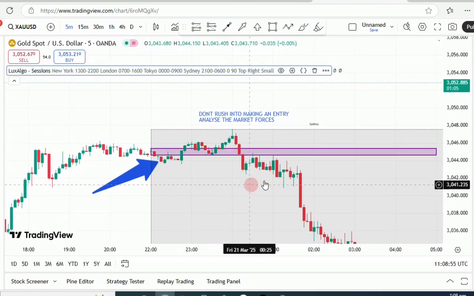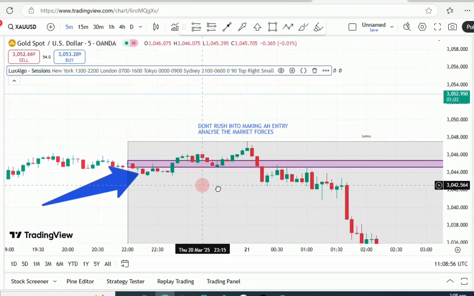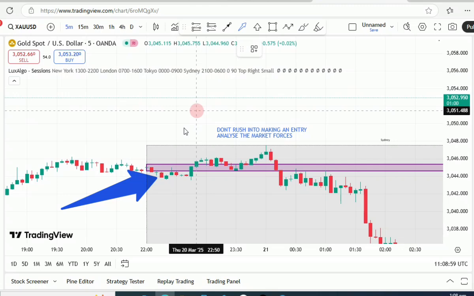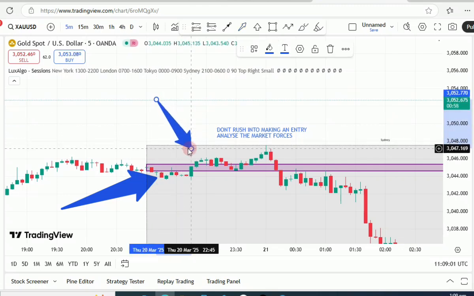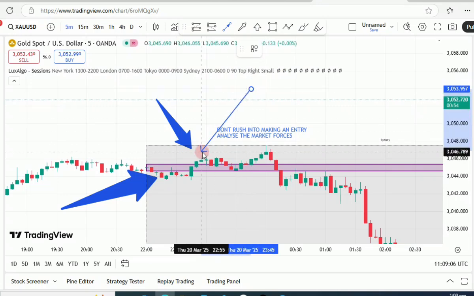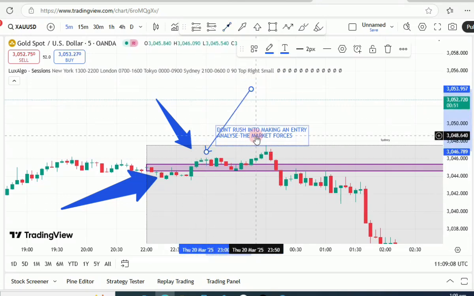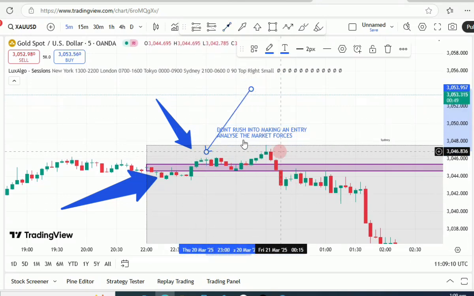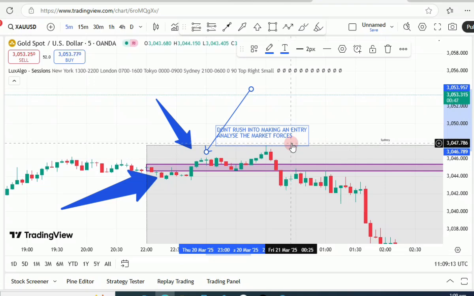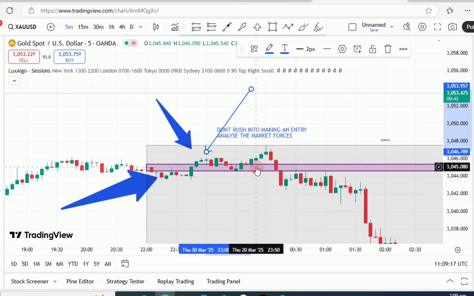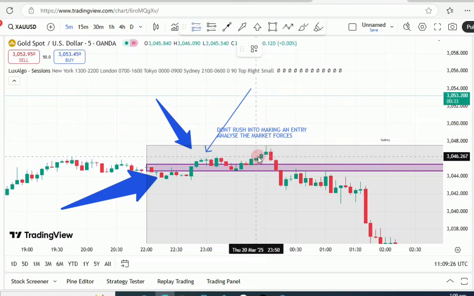And once again, we can see over here that price did try. It really tried to come up here again. But look at the level of resistance that is taking place over here. So that's why I said don't rush into making an entry. Analyze the market forces. You can see there's a big fight between buyers and sellers right now. And look at this. So price once again comes, it goes up. And let's say now you decide that no, I'm going to really buy. So you decide to put your buy entry somewhere over here.